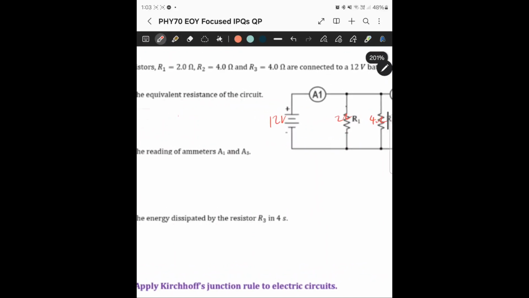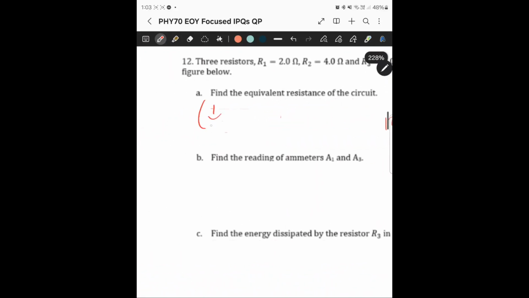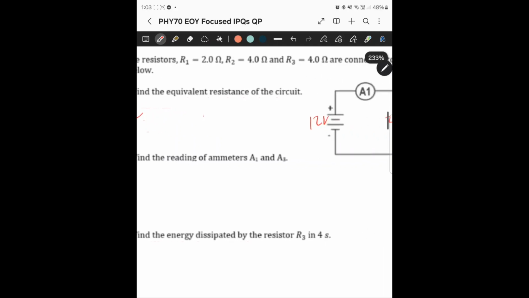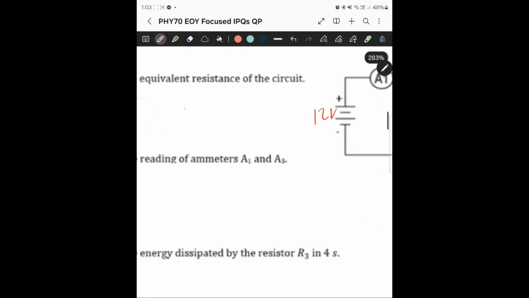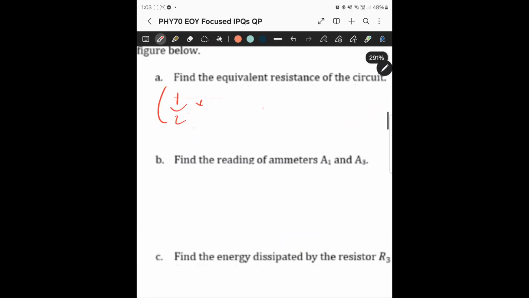1 over. Just to speed things along a little, I'm just going to go ahead and do the numbers straight away. You should do formulas, numbers, answer every time. 1 over 2 plus 1 over 4 plus 1 over 4 in a bracket -1. And if I do that, I should get 1 ohm. Very nice. Okay, great. Next.